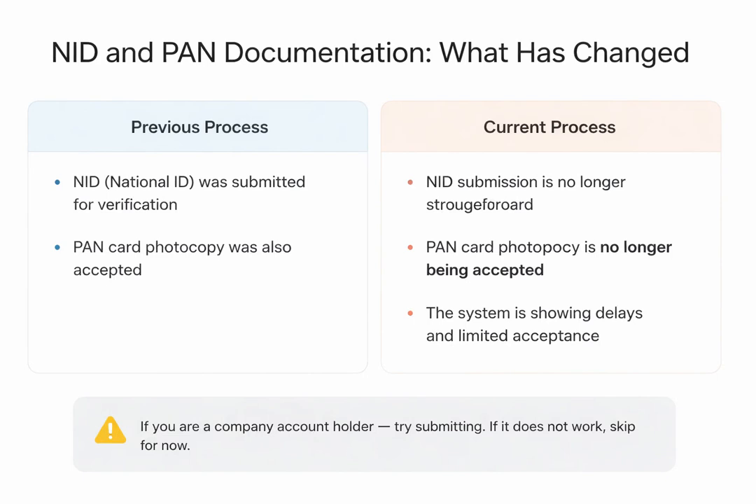Now, let's talk about the NID and PAN documentation process. And this is something that has changed recently, so pay close attention. Previously, when setting up accounts, you could submit your national ID or NID and even a photocopy of your PAN card for verification purposes. However, the instructor notes that this is no longer working the same way. The system is currently showing delays, and the PAN card photocopy is not being accepted as it used to be. So what should you do? If you have a company account, go ahead and try submitting your documents. But if it doesn't go through, the instructor's advice is to simply skip it for now and move on. Don't get stuck on this step.